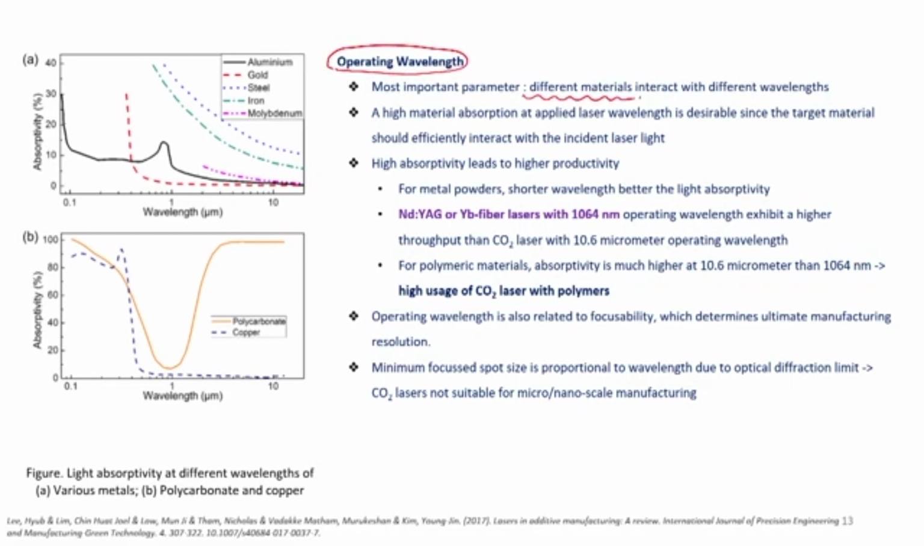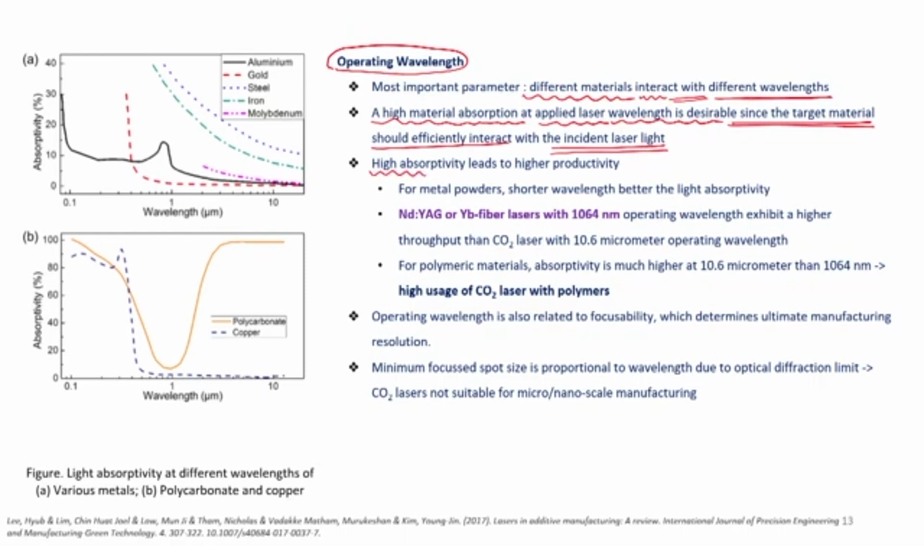There are various materials that we have seen, and they are interacting with the lasers at different wavelengths. So as the material is getting changed, we have to change the wavelength, or we have to choose the laser with that sort of wavelength. It is expected that there should be very high energy absorption during the laser material interaction. A high energy absorption at applied laser wavelength is desirable, since the target material should efficiently interact with the incident laser light. So therefore, the wavelength has to be chosen very carefully.